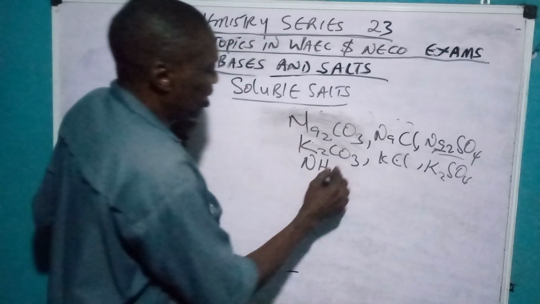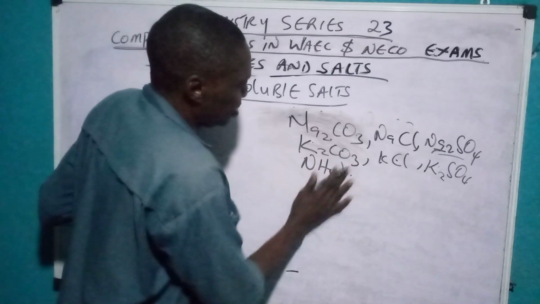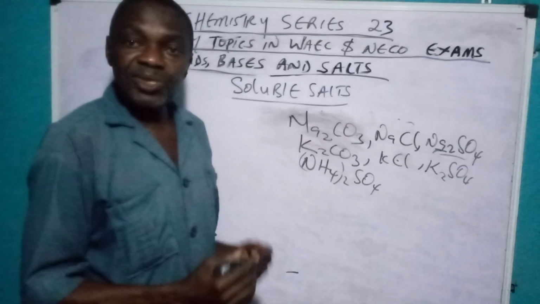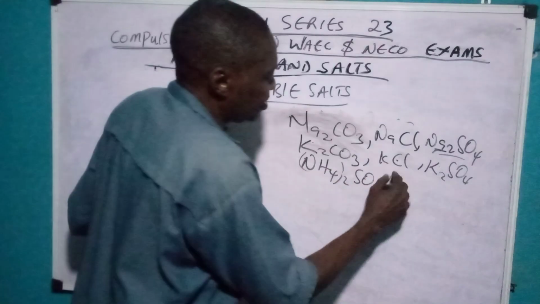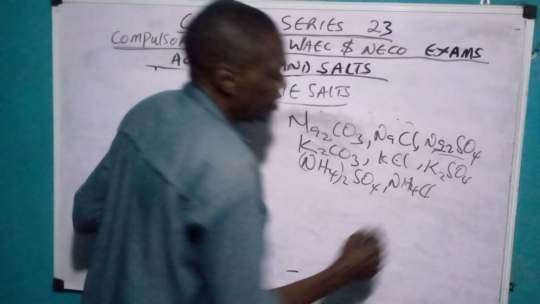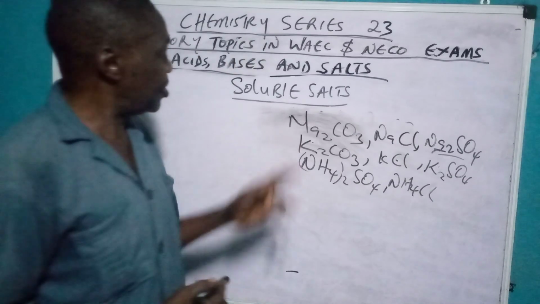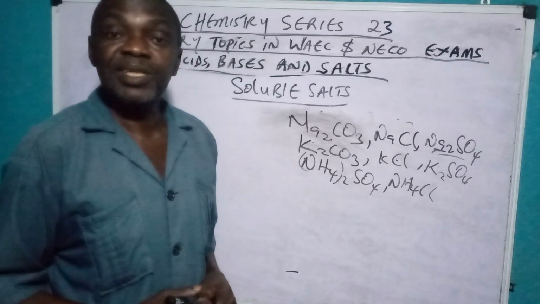Then ammonium: (NH4)2SO4, (NH4)2CO3, NH4Cl. They are all soluble salts. So any salt that contains sodium, potassium, or ammonium is soluble.